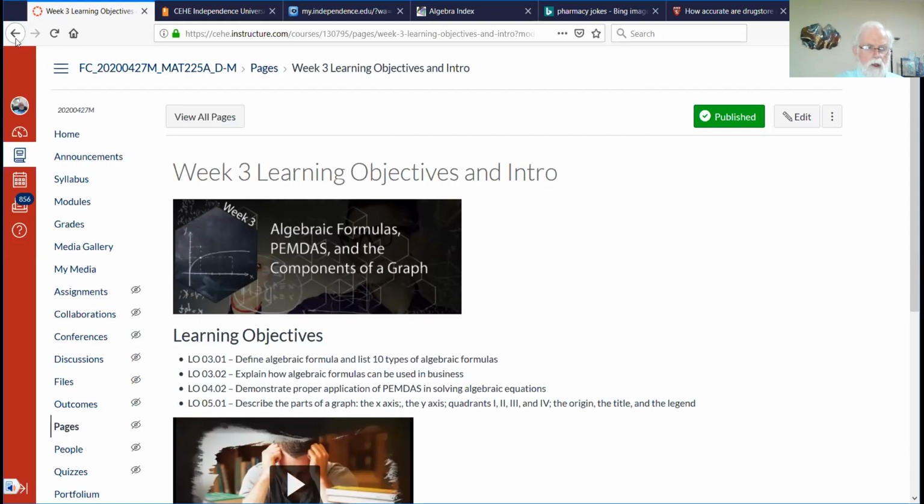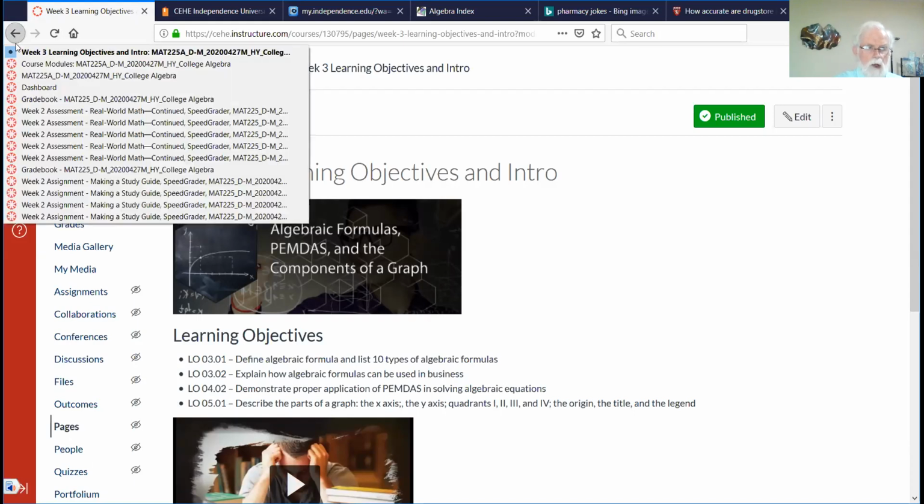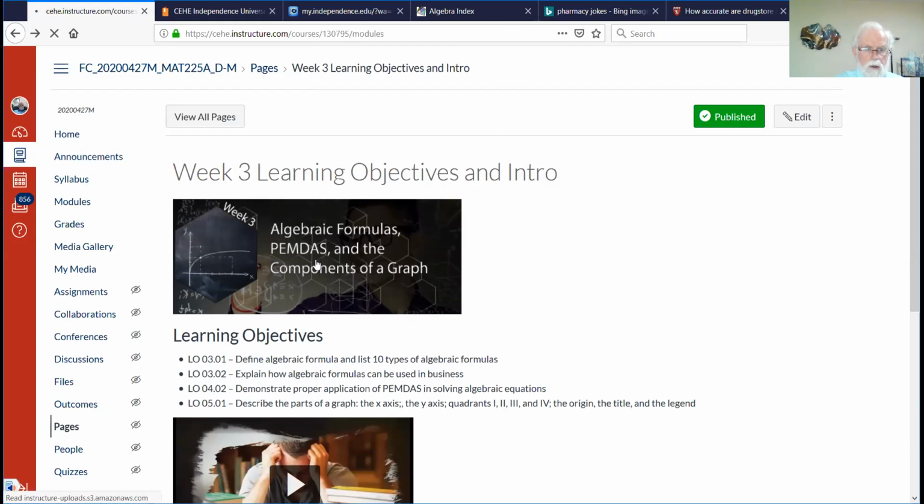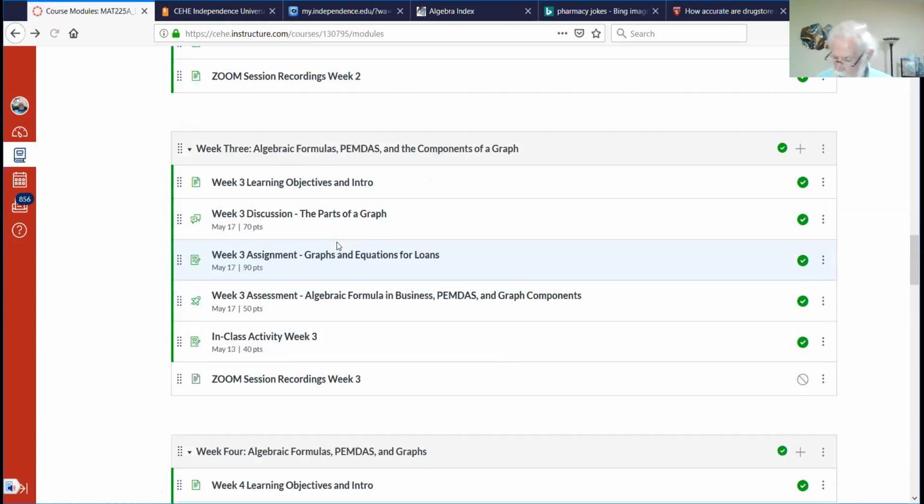And then we will move on to looking at different types of graphs and their use in terms of business and in terms of algebra. We can actually use them to solve algebraic equations, and it's a way that will help us see other ways of doing things. But we're going to talk about different graphs.